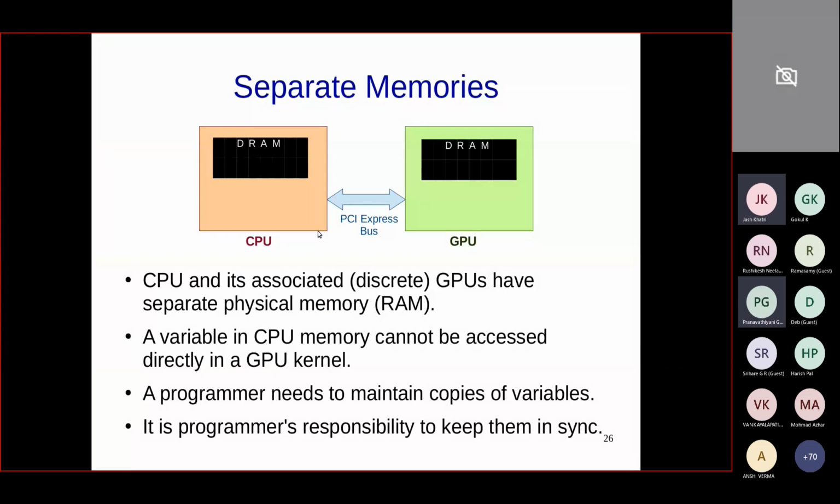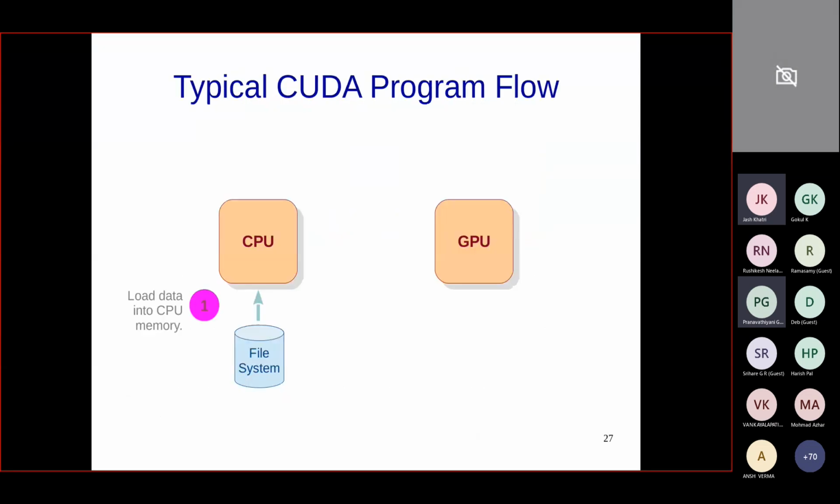I hope it was clear to everyone that CPU and GPU have discrete memories, and we always need to take care during allocation that we maintain separate copies and keep them in sync. So moving on, now we'll look at the typical CUDA program flow, how we work with typical CUDA programs. First, we'll typically load the data, since we want to process the data in parallel on the GPU. We'll load data from the file system into the CPU memory. When I say CPU memory, it's the DRAM of the CPU, which is the RAM or main memory.